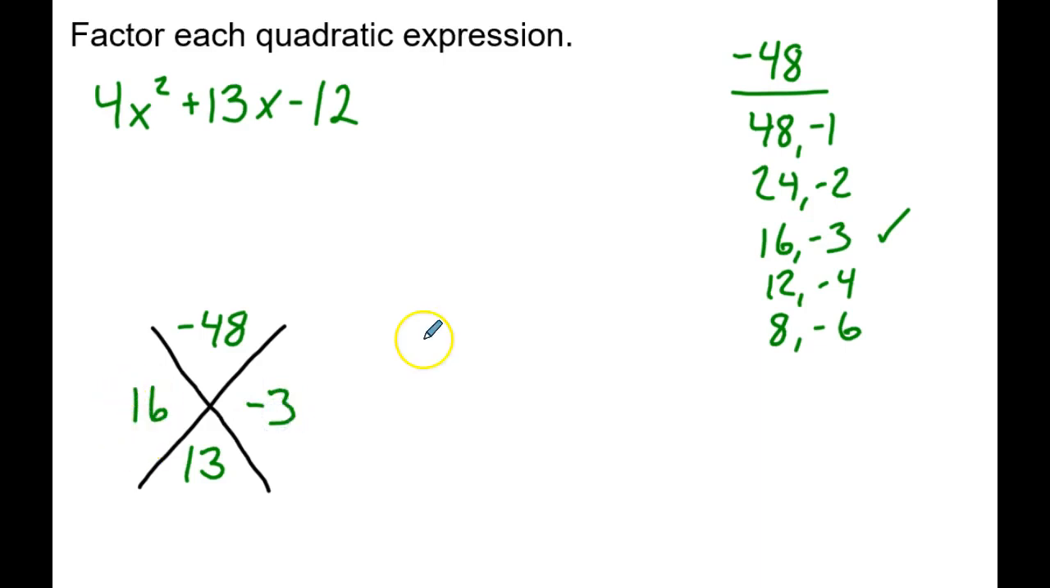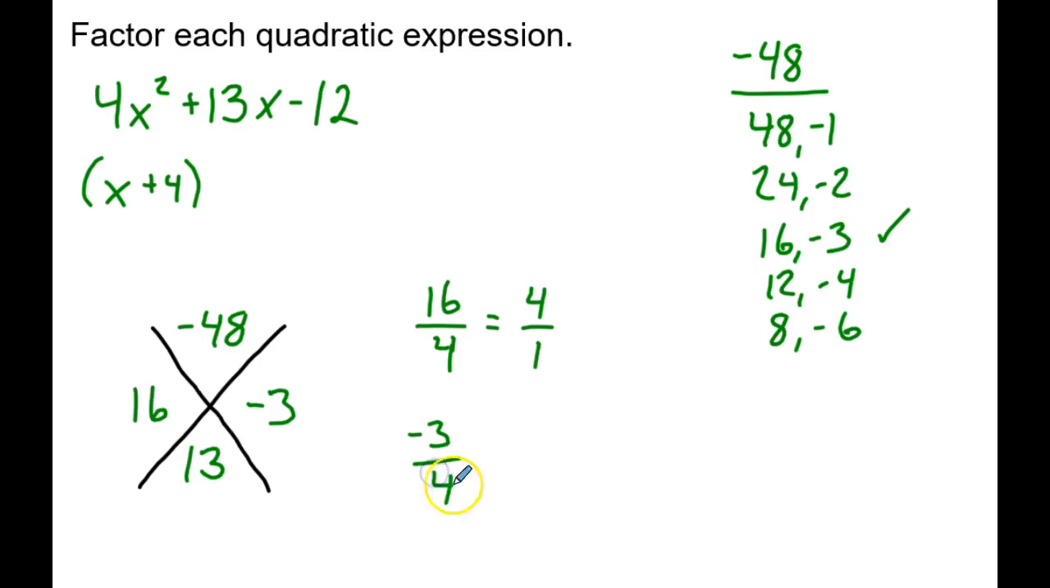So we take our factor of 16 and divide that by our a value, which is 4. So this will simplify down to 4 over 1, which tells me the coefficient in front of my x term is going to be 1. So I'll have x plus 4 for that first factor. Then I'm going to take my negative 3, divide that by the a value of 4. This fraction does not simplify, so now I know the coefficient in front of this x term is going to be 4. So I have 4x and then minus 3 at the end.